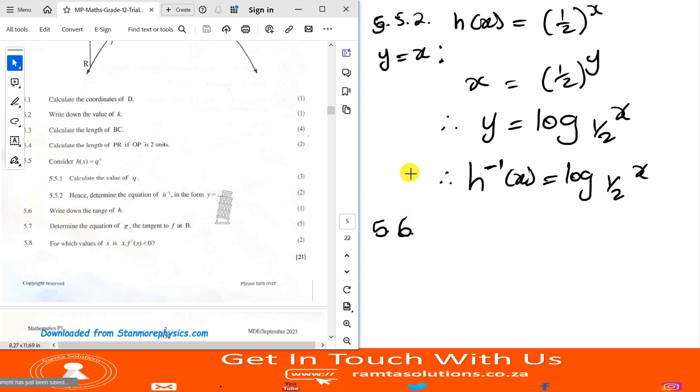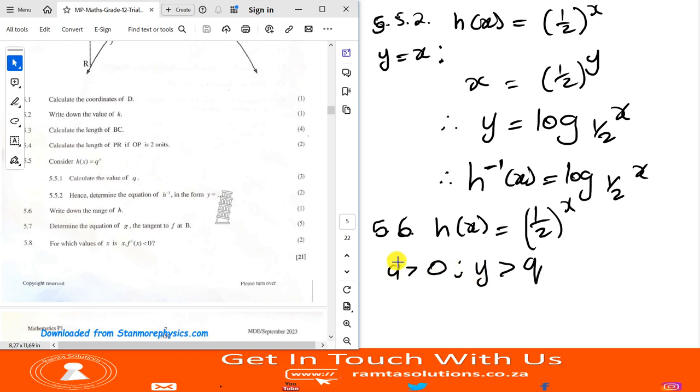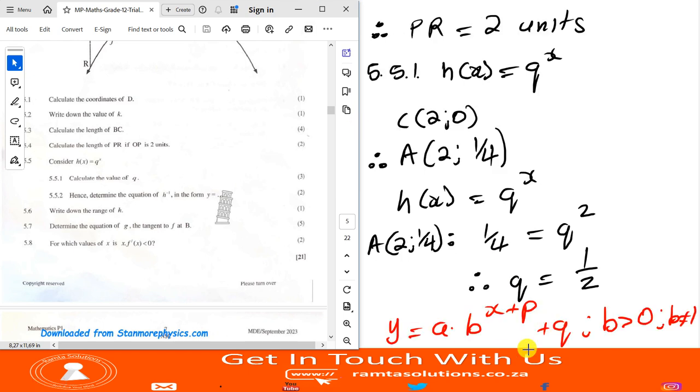5.6, write down the range of H. The range of H, remember, we are saying H of X is equal to half to the power X. For the range, when A is positive, range will be Y is greater than Q. So this you get from this equation here.